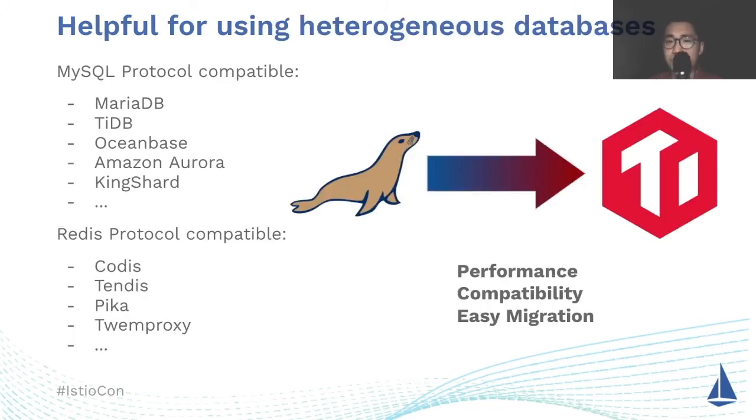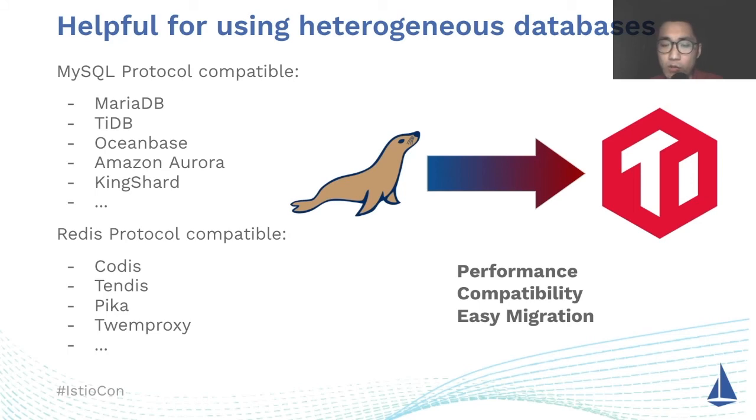Now we will talk about how Aeraki helps you to use heterogeneous databases. There are many heterogeneous databases or database proxies that use the same protocol. For example, MariaDB, TiDB, OceanBase, Aurora, Kingshard, and so on use the MySQL protocol. While Twemproxy, Codis, Tendis, Pika, etc. use the Redis protocol.